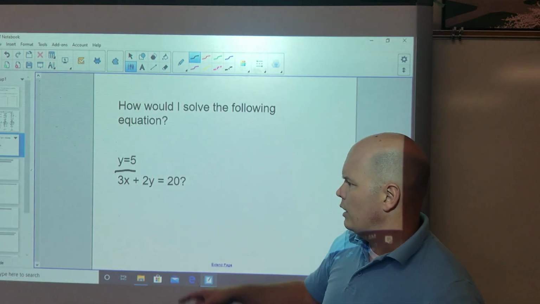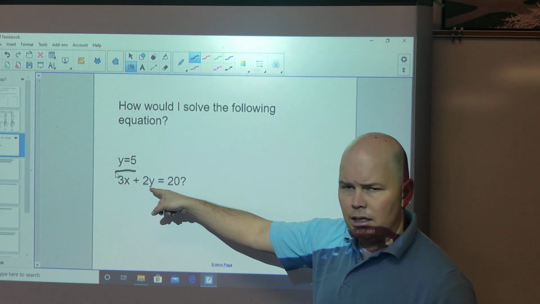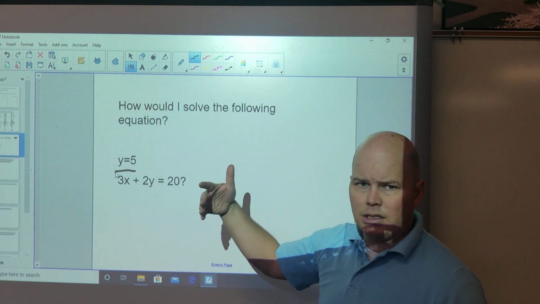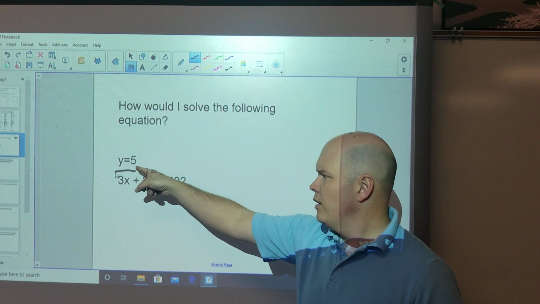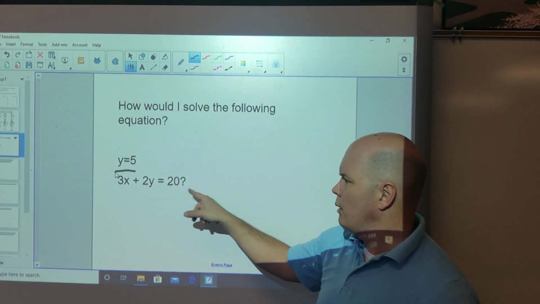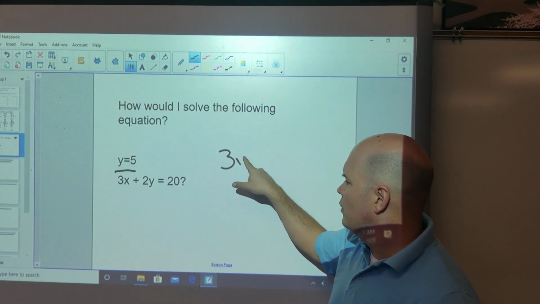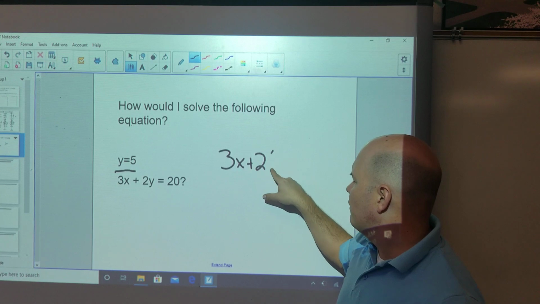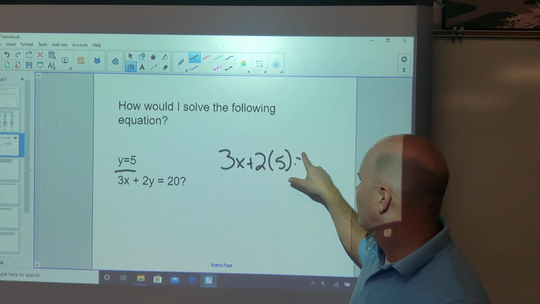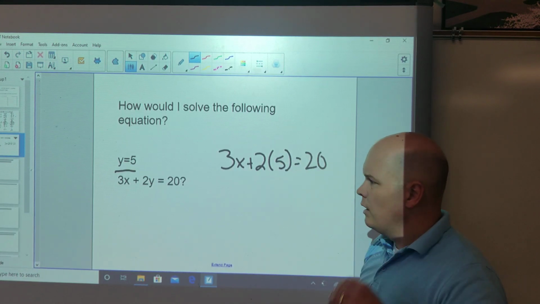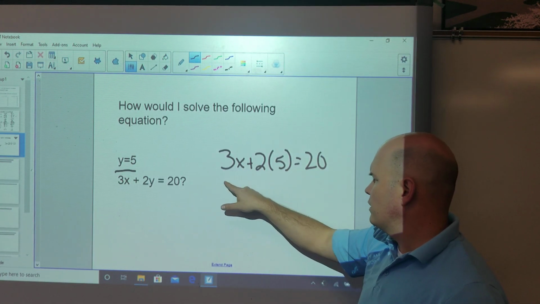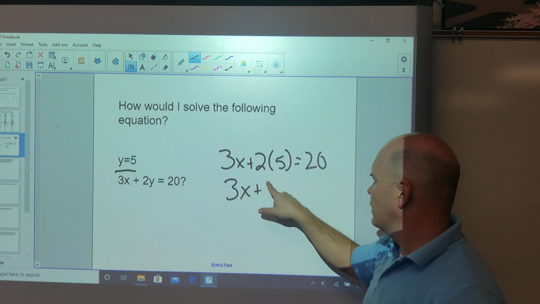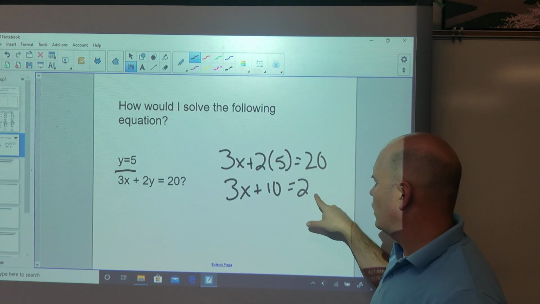So what we're going to do then to solve that is just come to my second equation, because since they're a system, I know they're crossing at some point. And if this is 5, then my 5 value is going to be the same here. So I'm just going to substitute that 5 into my equation, like so. Okay? And then I'm just going to solve it. So I'm going to go 3x plus 2 times 5 is 10. So 3x plus 10 equals 20.